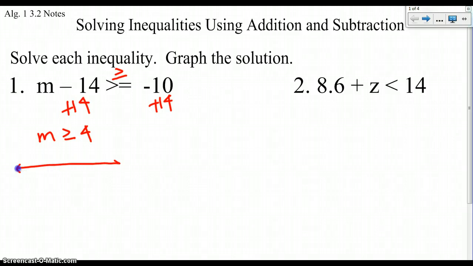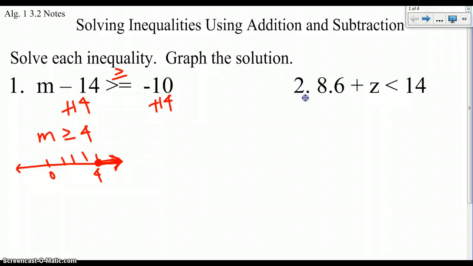We draw our number line. And let's put 0, and then we have 0, 1, 2, 3, 4. Sorry, those lines are kind of bad. And it's greater than or equal to, so our dot on 4 is closed in, and then m is greater than, so they want all the numbers that are greater than 4, so we shade to the right. So we're going to move on to number 2.